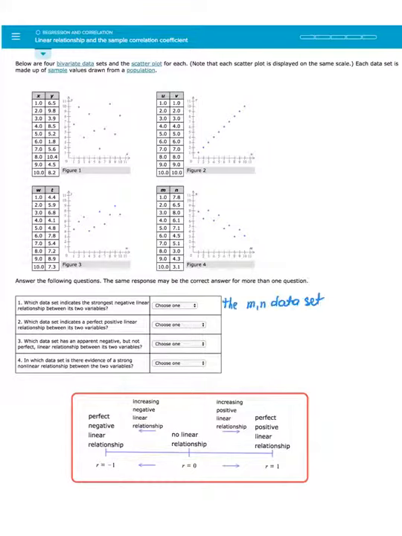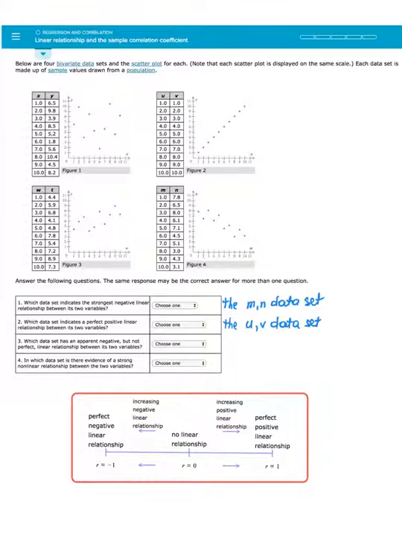Part 2. Which data set indicates a perfect positive linear relationship between its two variables? In this case, it is pretty obvious that figure 2 has a perfect linear relationship right here, and it has a positive such relationship. Therefore, my answer here will be the UV dataset.